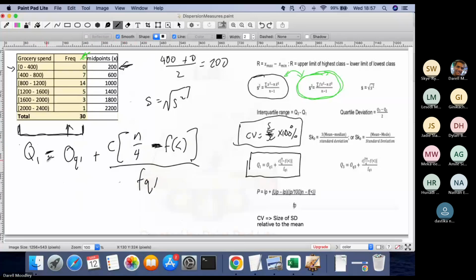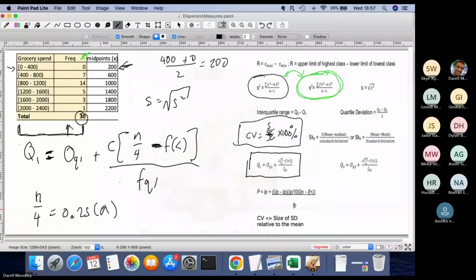Just like we did last week for the median, the first thing you need to know is where the median would be positioned. And it's the same thing for the first quartile. Remember, we have 30 people here, 30 shoppers. So if we were talking about the first quartile, we would be talking about a quarter of them. In other words, we're saying 0.25, first quartile, 25%. You can either say N over 4, or you can say 0.25 times N.